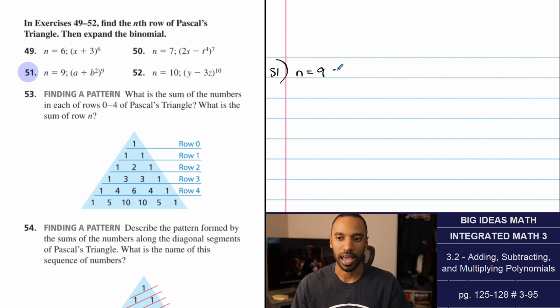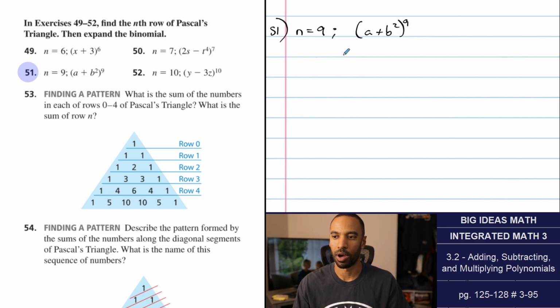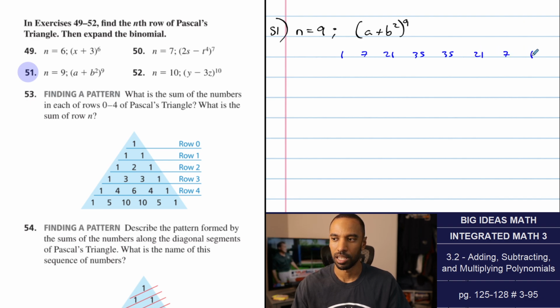Now, n equals 9. I don't have that one in my playbook here. So let's come up with what that is. Last one we had was, I'm going to build off 7. We had 1, 7, 21, 35, 35, 21, 7, and 1. Let's get 8. Row 8 is 1, 8, 28, 56, 70, 56, 28, 8, and 1.